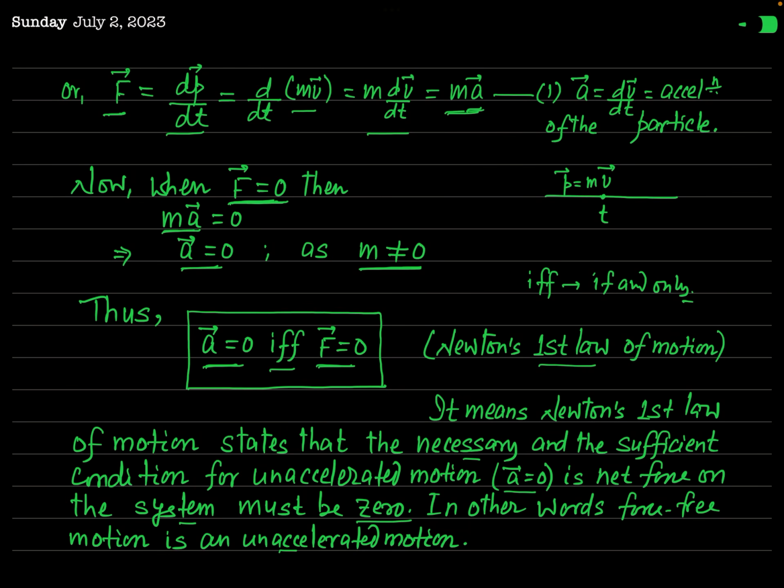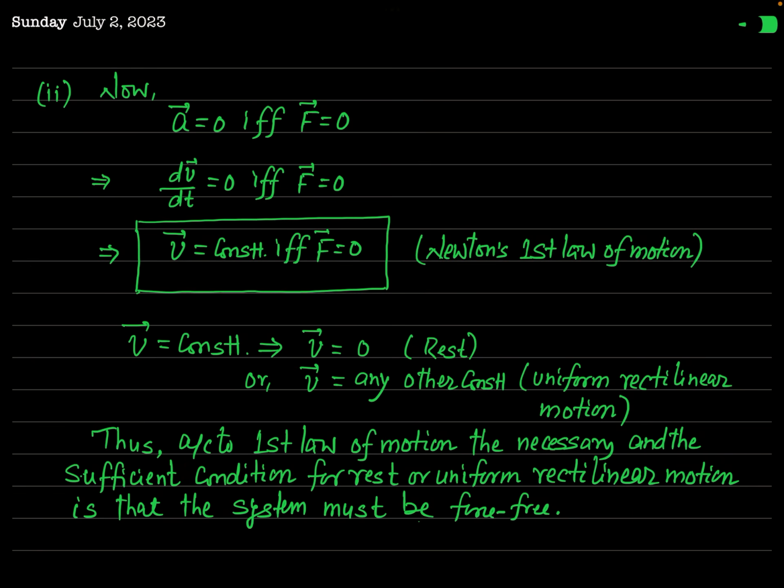So in a mathematical way and very briefly, you can write Newton's first law of motion according to this statement: a equal to 0 iff F equal to 0. This is Newton's first law of motion. Now we can cast this statement in terms of velocity too. Let us see.